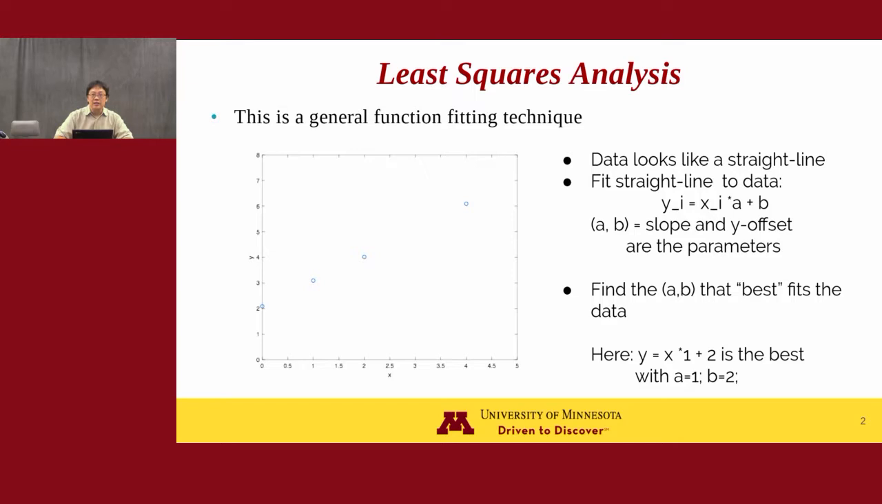An equation of a straight line is y equals ax plus b, where a is the slope and b is the offset. And we don't know what a and b are. With different a and b's, you generate different lines, and one of those lines is the best fit. Here, for example, number 2 is the best. And so the linear least squares method allows you to find the optimal a and b parameters in order to fit the data the best way.